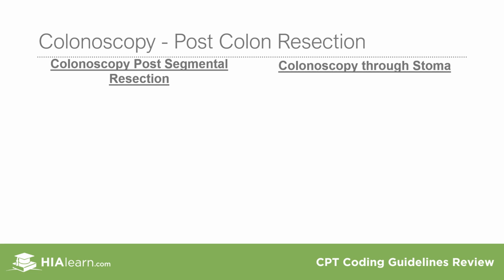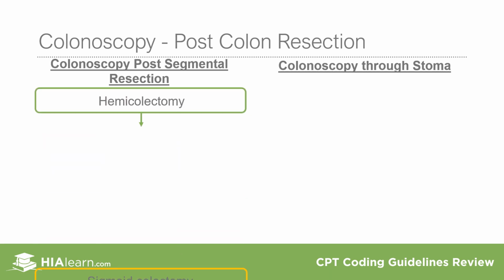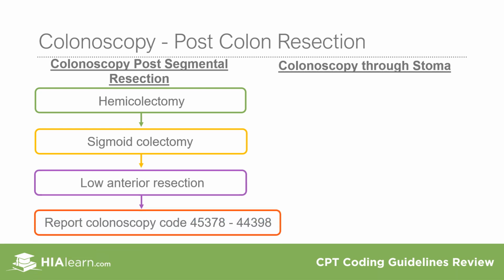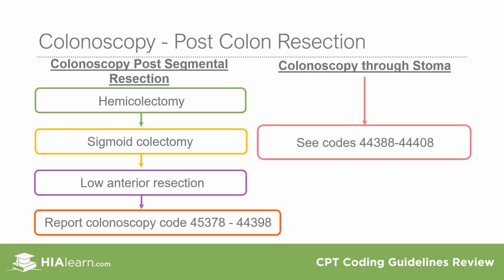When colonoscopy is performed on a patient who has undergone segmental resection of the colon, such as hemicolectomy, sigmoid colectomy, or low anterior resection, a colonoscopy code from the range of 45378 to 44398 is reported. Colonoscopy performed through a stoma is reported with a code from the range of 44388 to 44408, depending on whether the colonoscopy is diagnostic or, if therapeutic, the type of therapeutic procedure provided, such as biopsy, removal of foreign body, control of bleeding, etc.